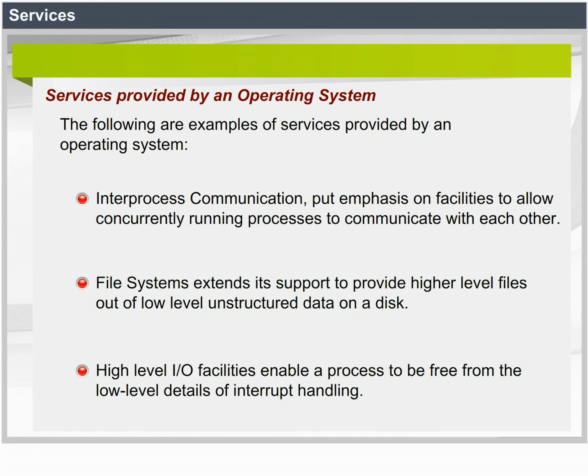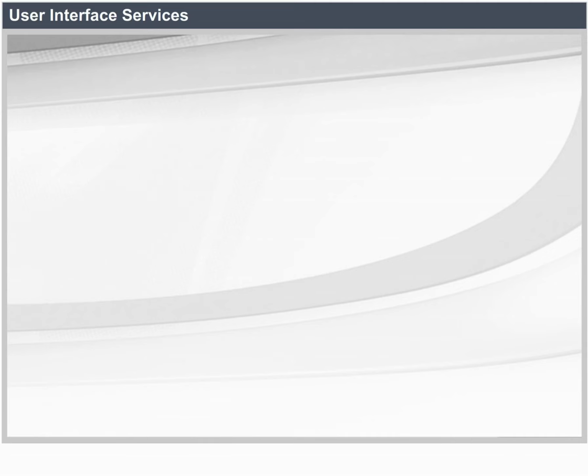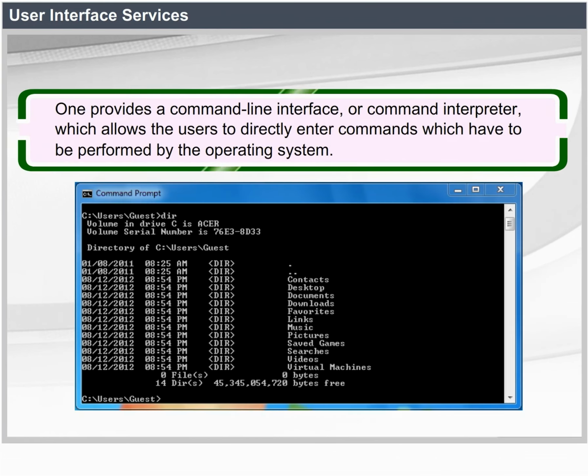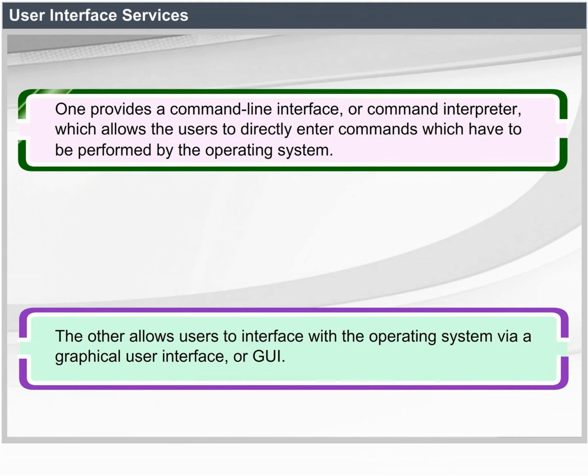User interface services. We mentioned earlier that there are several ways for users to interface with the operating system. Here we discuss two fundamental approaches. One provides a command line interface or command interpreter that allows users to directly enter commands to be performed by the operating system. The other allows users to interface with the operating system via a graphical user interface, or GUI.